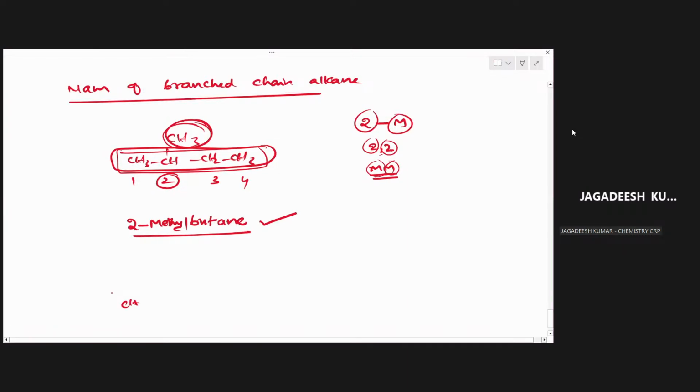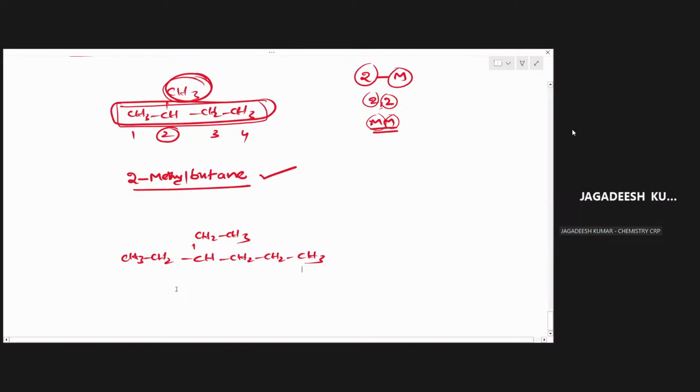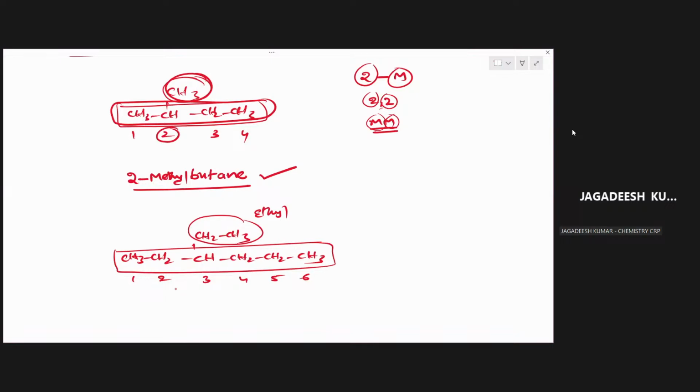And I will give one more example. You can say this: CH3, CH2, CH, CH2, CH3. And here I'm taking 3 carbons. First of all, always we should follow the first rule: select the longest chain. The longest chain is generally a straight chain. Next, who is the substituent here? This is the substituent, 2 carbons. That means it is an ethyl group. And we should give the numbering so that the substituent gets the least number. So I am taking 1, 2, 3, 4, 5, 6.